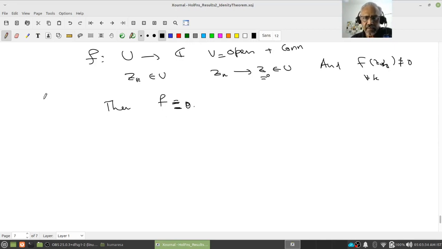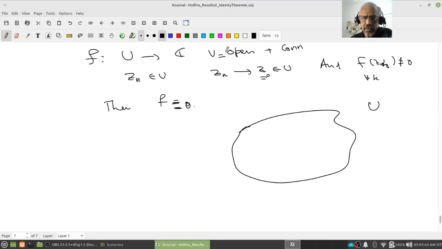There are various ways of formulating the theorem. There are various immediate consequences. Sometimes it may be needed, sometimes it may not be needed. Suppose I have a connected open set U. Suppose I have an arc like this, and suppose my f is 0 on this. Then f is 0 on U.